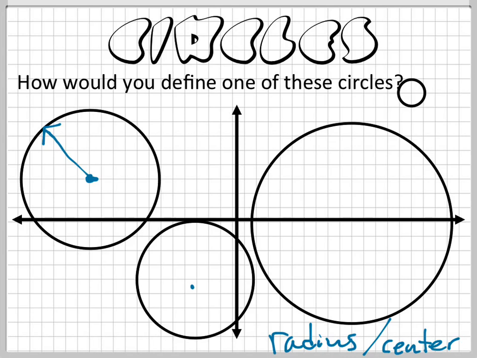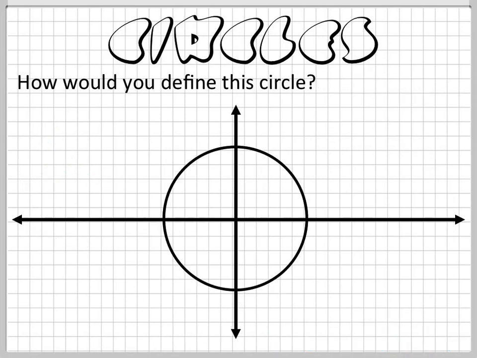And so, what can we use to define the radius? The radius is a length, right? What can we use to define a length? What did we just work on? The distance formula. Okay, so how would you define this circle right here? Well, you simply need to define the radius, but there's something very important. You need to have the center on the radius.